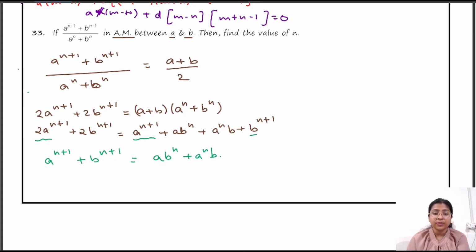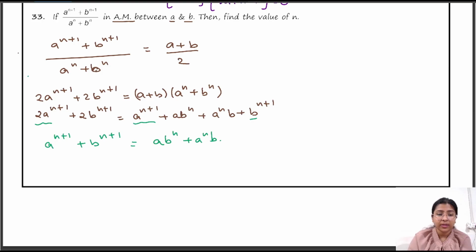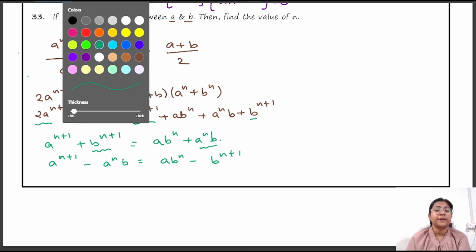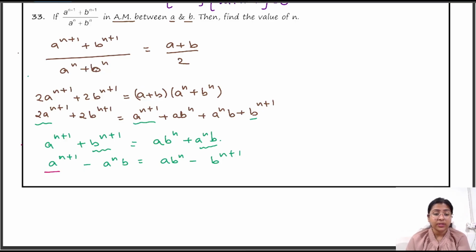Okay, now shift all the terms. Okay, we are shifting some terms. This term is shifted to the LHS and this term is shifted to the RHS. So you will have A raised to the power n plus 1 minus A raised to the power n into B is equals to A B raised to the power n minus B raised to the power n plus 1. Okay, now this is two terms. What is common in these two terms? A raised to the power n. Inside a bracket you will have A minus B. Similarly in RHS, what will be the common? Yes, B raised to the power n. Inside a bracket you will have A minus B.